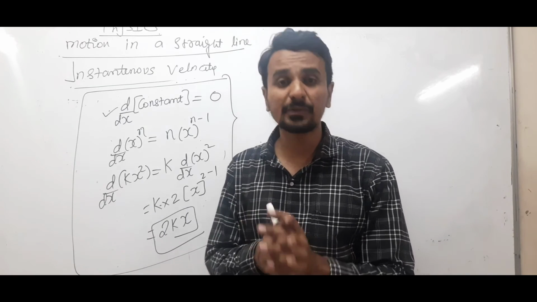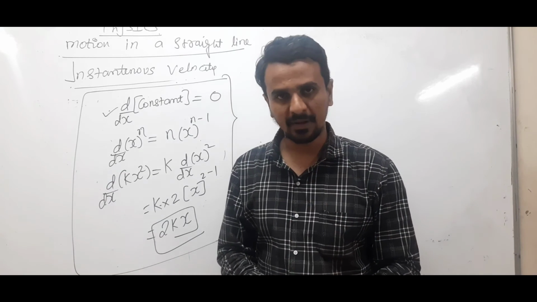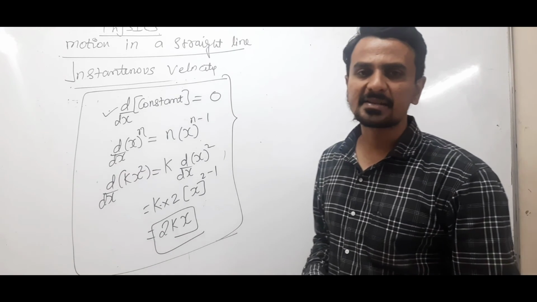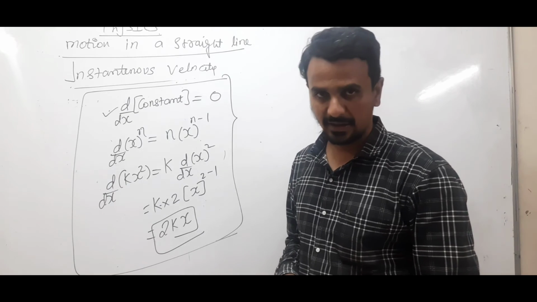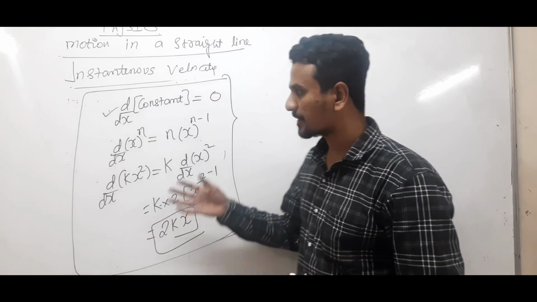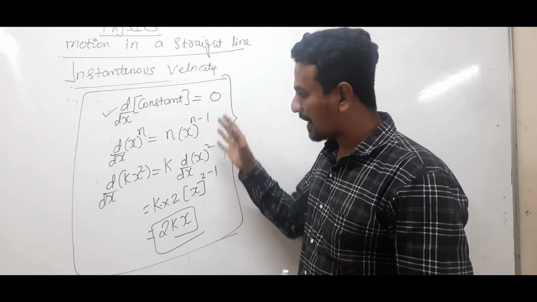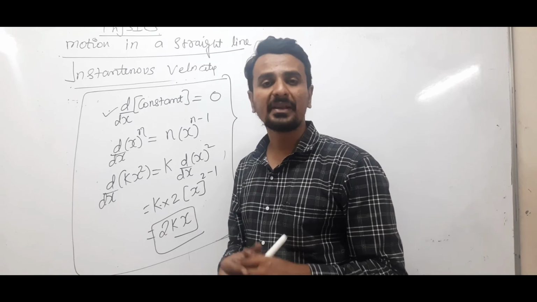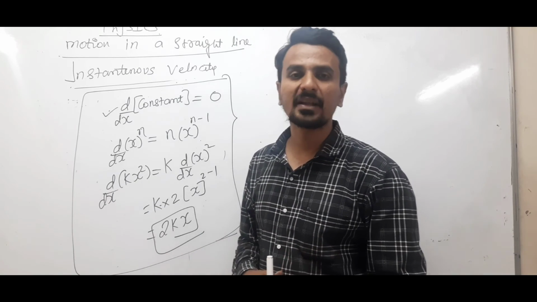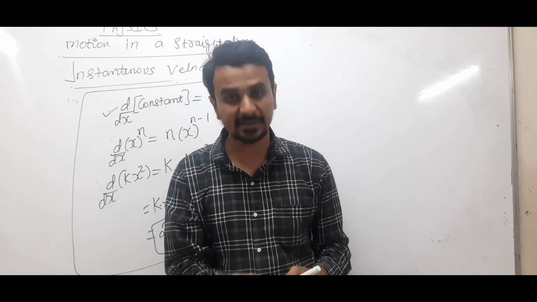Average is between two instants of time and instantaneous is at a particular instant of time. Clear? And instantaneous velocity is dx by dt, that is differentiation of x with respect to time. These are a few formulas of differentiation. By knowing and understanding these formulas, in the next video we will be solving the questions based on how to calculate average and how to calculate instantaneous.